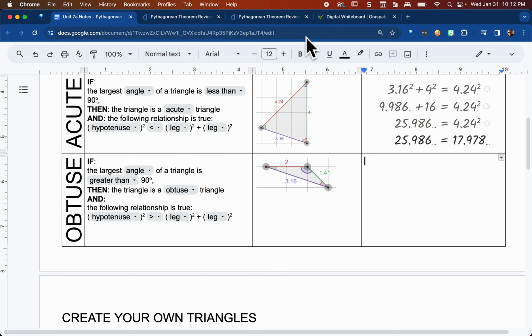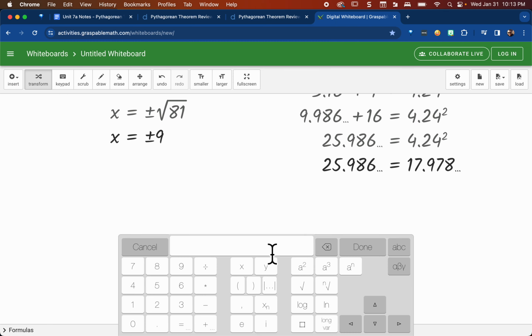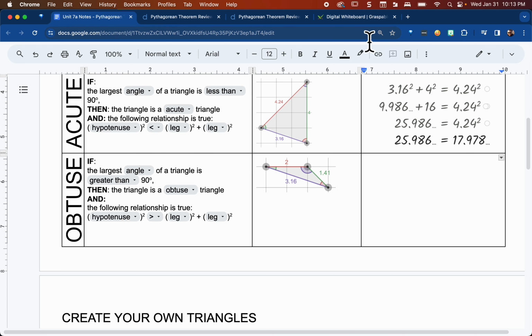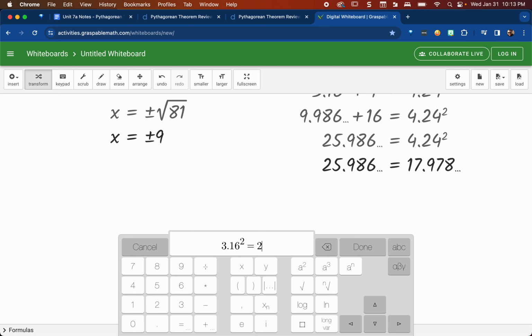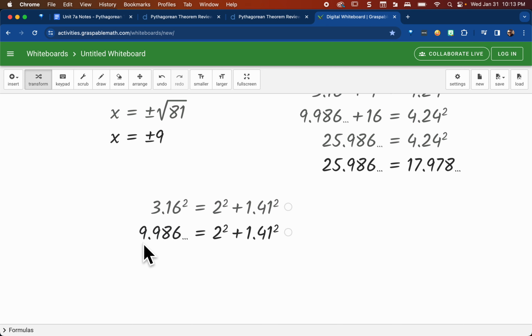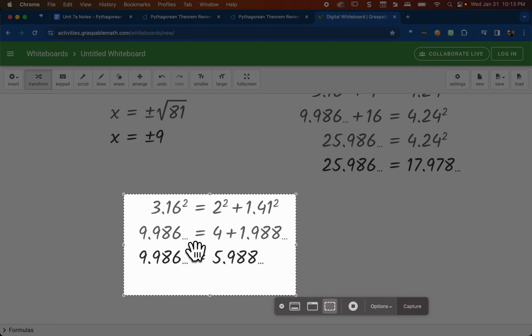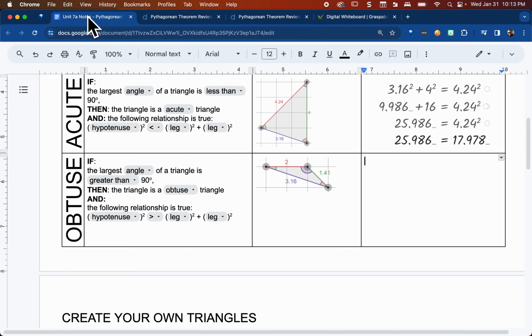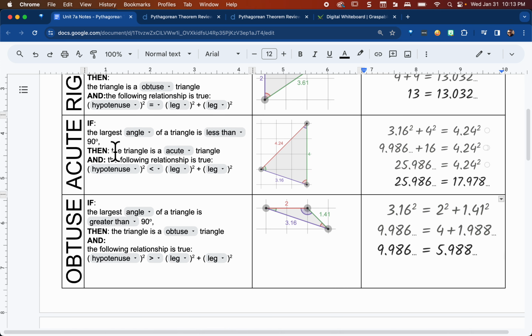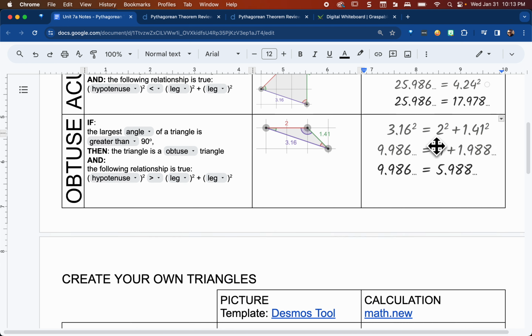All right, so let's use our numbers here, and we're going to type them into our equation calculator. We had 3.16 squared, and the other two are going to be 2 and 1.41. Equals 2 squared plus 1.41 squared. Okay, 3.16 squared is almost 10. 2 squared is 4. 1.41 squared is, this side is not going to be big enough. What this tells me is that the hypotenuse is extra large. It's bigger than the other two squares put together. That says that it's obtuse. So large hypotenuse, obtuse. Small hypotenuse, acute. Equal hypotenuse, and it's a right triangle.